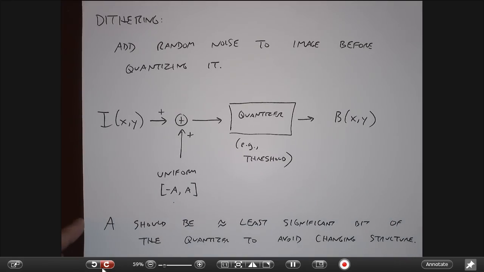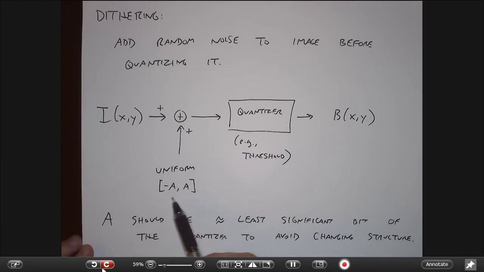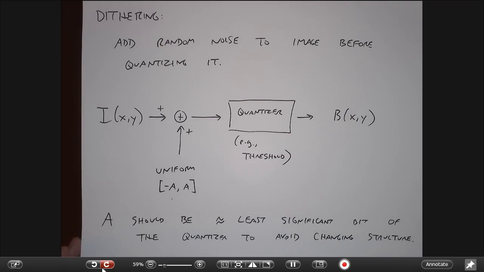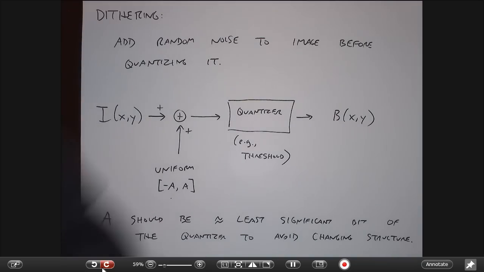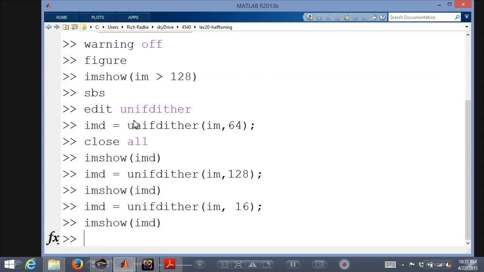So in my case, for example, I knew I was going to threshold this at 128, and so I chose A to be 64. So maybe a good rule of thumb is half the level that I was going to use.